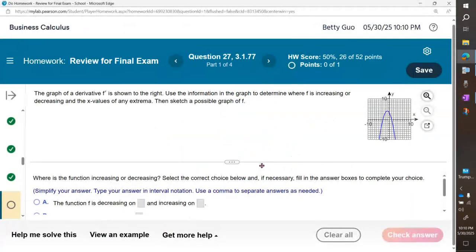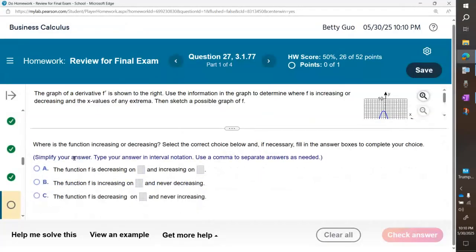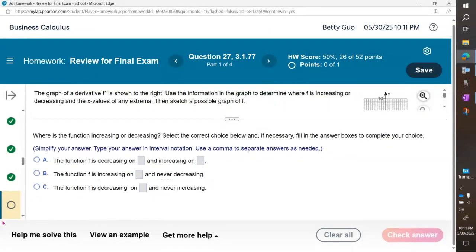How do we answer the question? Where is the function increasing or decreasing? Select the correct choice below and if necessary, fill in the answer boxes to complete your choice. Simplify your answer. Type your answer in interval notation. Use a comma to separate answers as needed. The instructions in the parentheses are always important. Okay, let's look at the 3 answer choices.